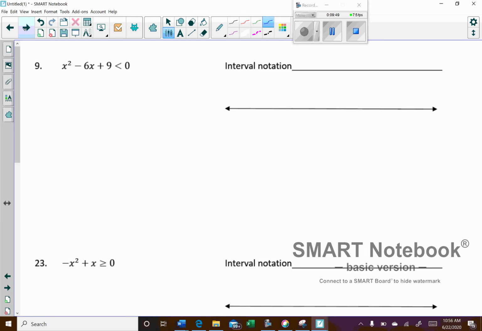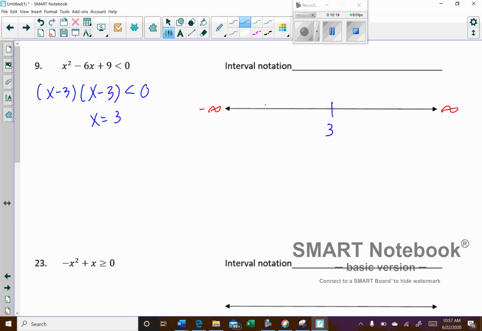All right. So here's another one. This one's kind of interesting. When you factor this, it's going to factor into x minus 3, x minus 3, and this is less than 0, right? So you only have one x-intercept, and that's going to be at 3 right here. So we'll go ahead and put 3 right here.